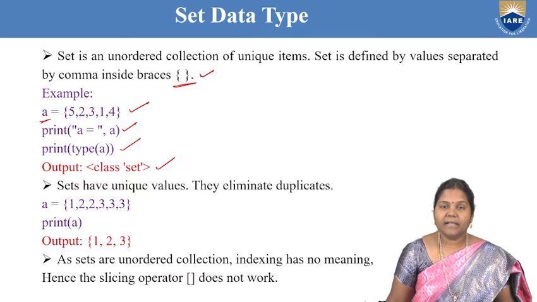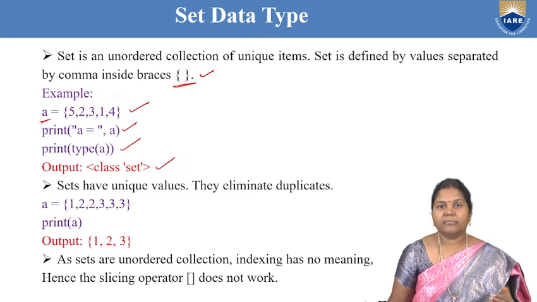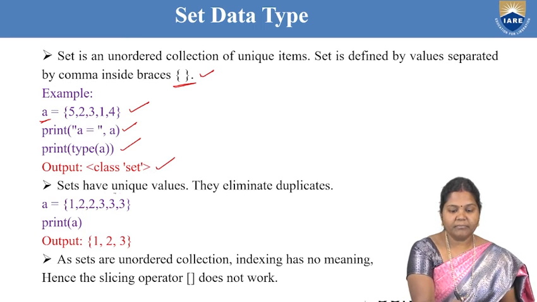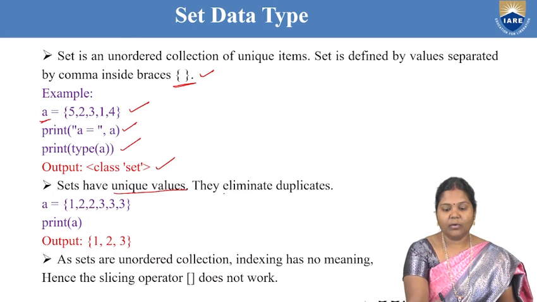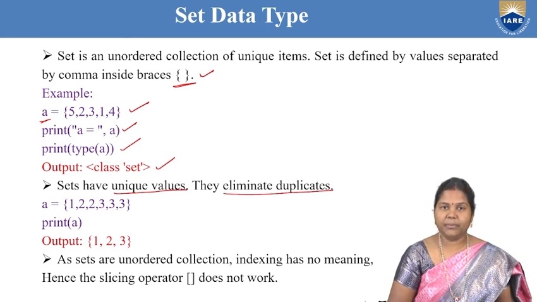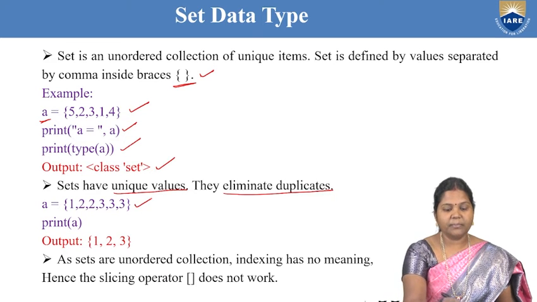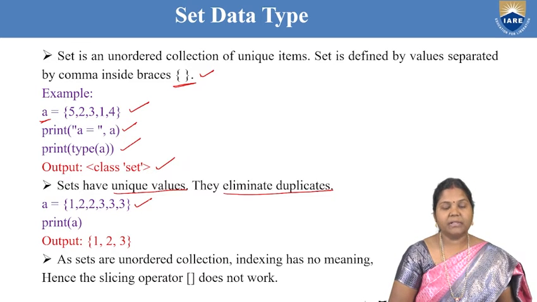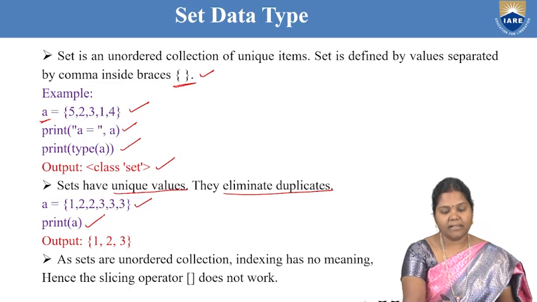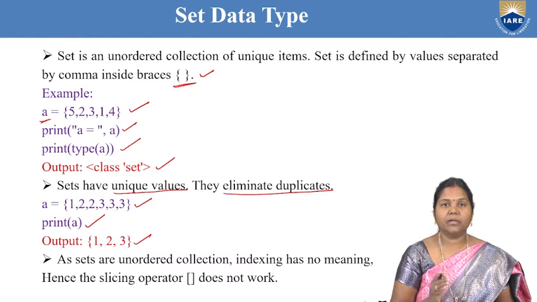Now, let us create another set where we will give some repeated values, and we'll see that it will create a set with only unique values. So sets have unique values and automatically eliminate the duplicate values. Let us check it. Suppose you have taken a set of elements 1, 2, 2, 3, 3, 3. That means the numbers 2 and 3 are repeated. But when you print it as a set, you will find only the unique elements 1, 2 and 3.